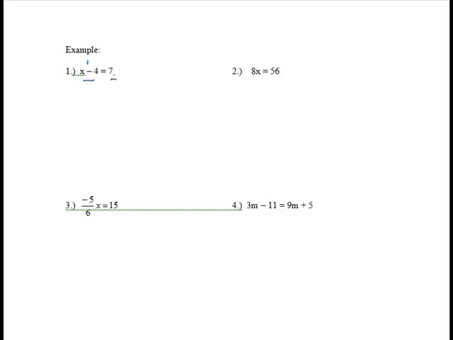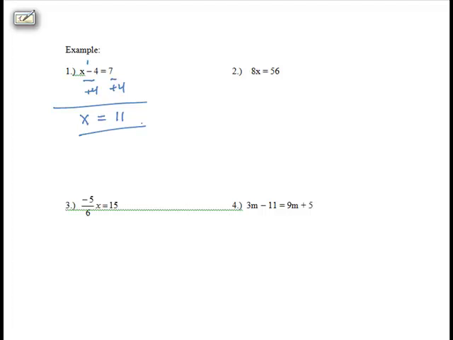Begin by getting rid of any addition or subtraction. So on the side with the variable, the left-hand side is being subtracted by 4, so the opposite of subtracting 4 is to add 4, and once again, whatever you do to one side of the equation, you have to do to both sides. So on the left-hand side, that minus 4 plus 4 cancel out, leaving me just the x is equal to the right-hand side. 7 plus 4 is 11.